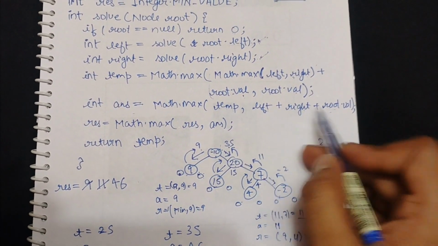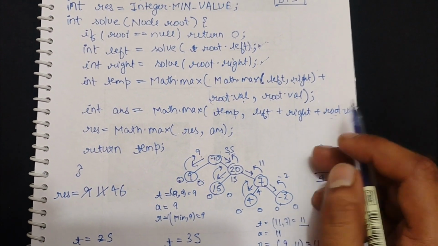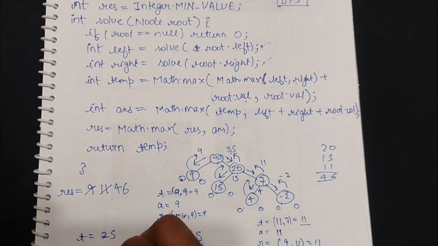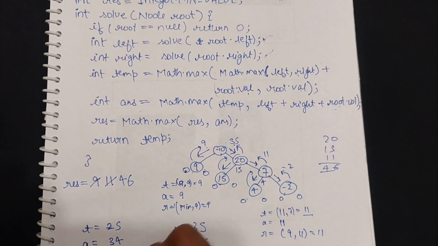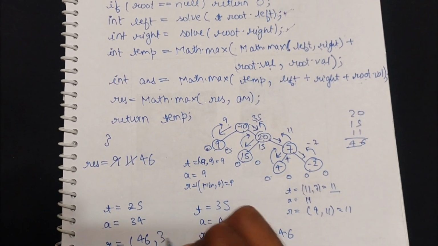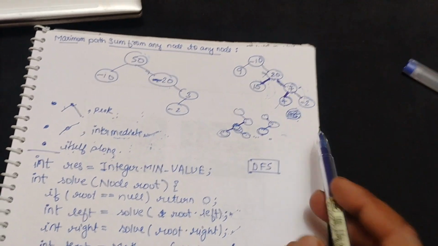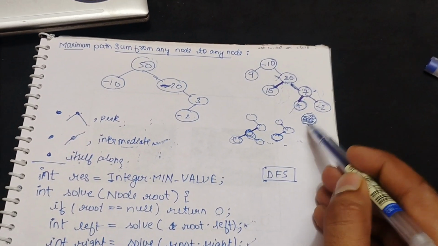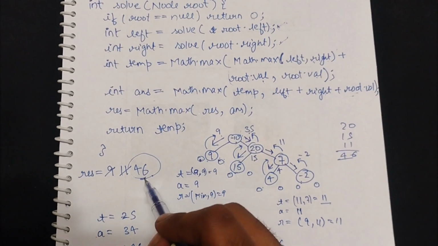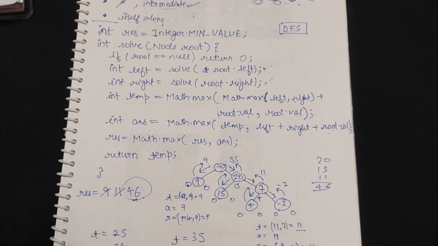We get this answer as what? 24. No, we get 34. So this becomes 34. Currently res is 46, maximum of 46, 34. It will still remain 46. And we have previously calculated over here that we were getting 46 as the answer, and we got 46 as the answer. So I've also written the code as well as done a dry run.